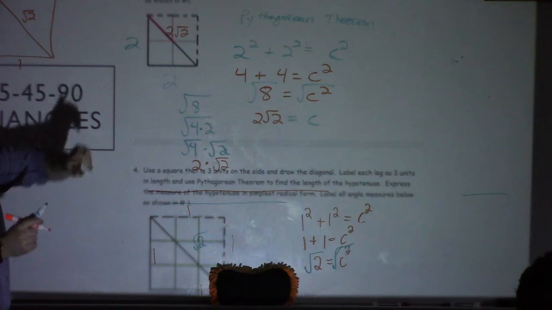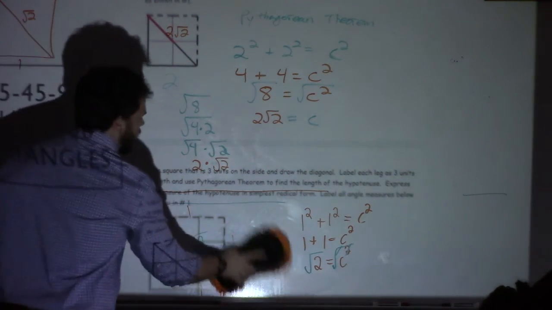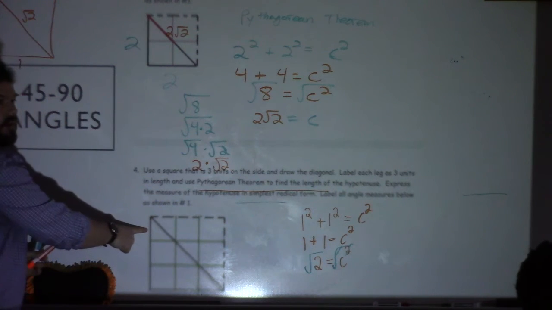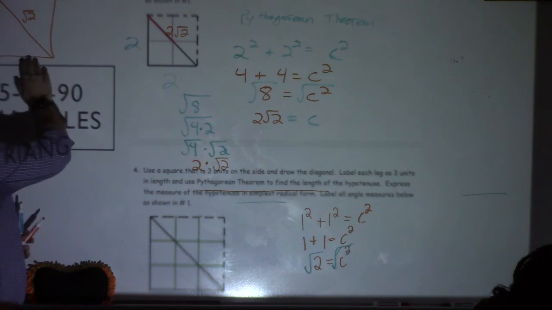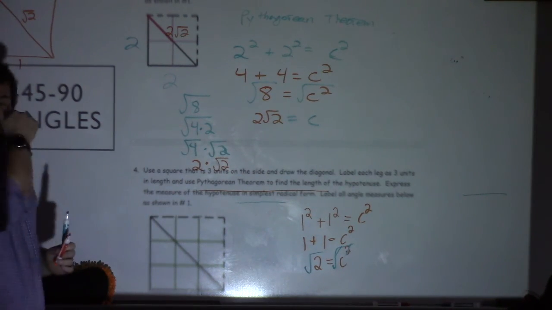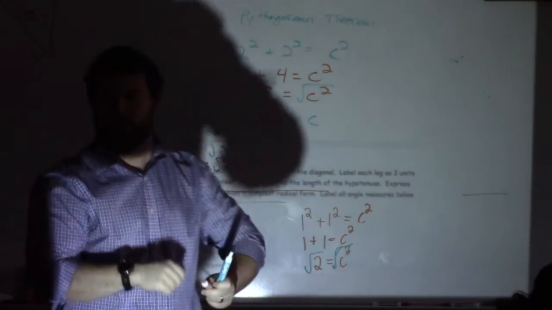So within your groups, make a prediction about how long this diagonal will be. Talk within your small groups, noticing what's happening. Make a prediction about what the length of that diagonal will be. So talk within your small groups.